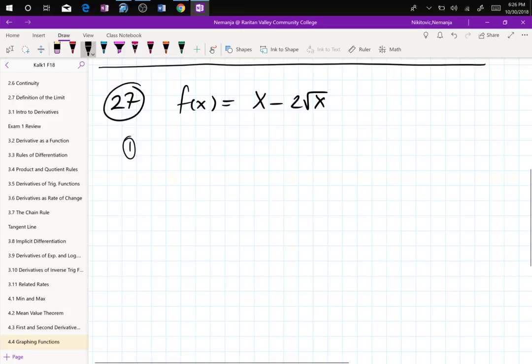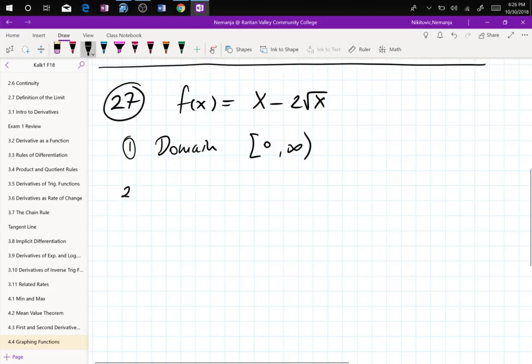So number one, what's the domain? Domain is 0 to positive infinity. This means that anything that we get in a negative range, we can ignore it. All of our partitioning for first and second derivative test will be done from 0 to positive infinity, which reduces our calculations and things we have to worry about.